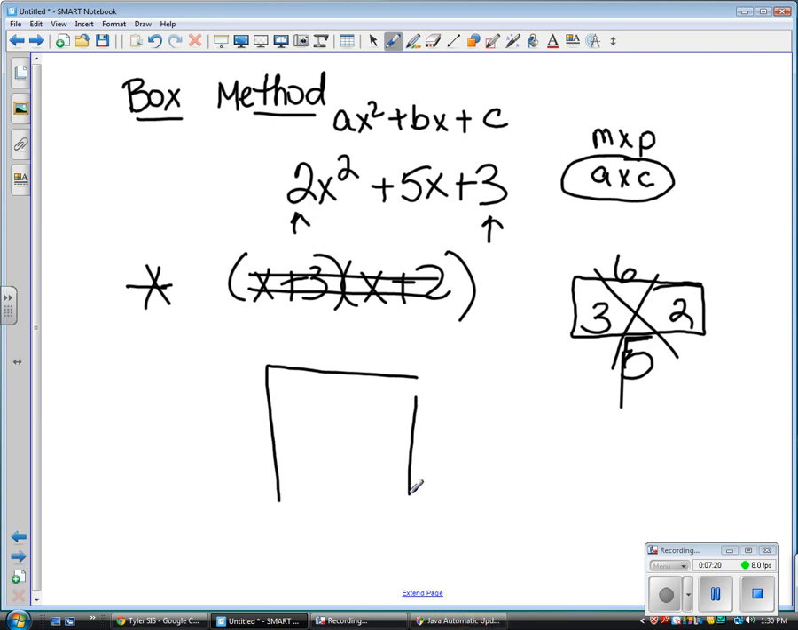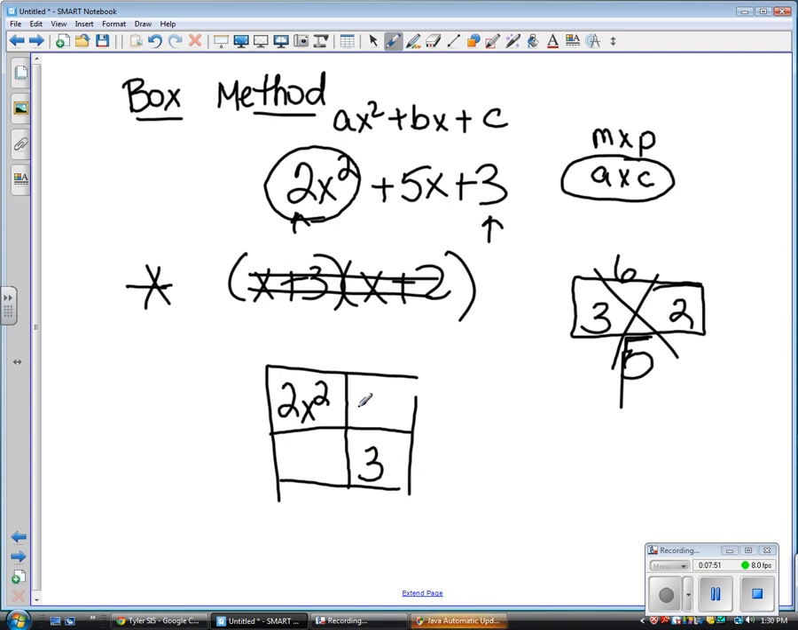So I'm going to make my box, and it's going to have 4 squares. Is everybody good there? Now, in this first upper left square, you put your first term. So 2x squared goes here. We're going to do several of these, so you'll get practice remembering where they come from. The last goes by itself in the bottom square.